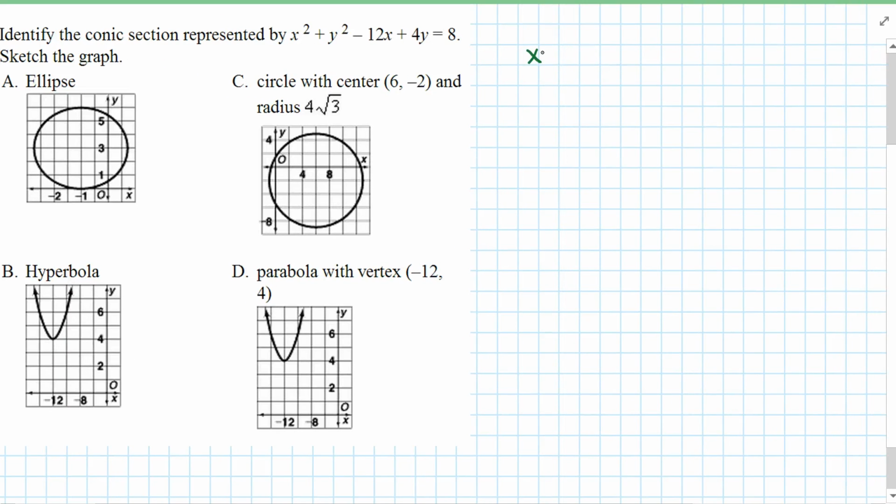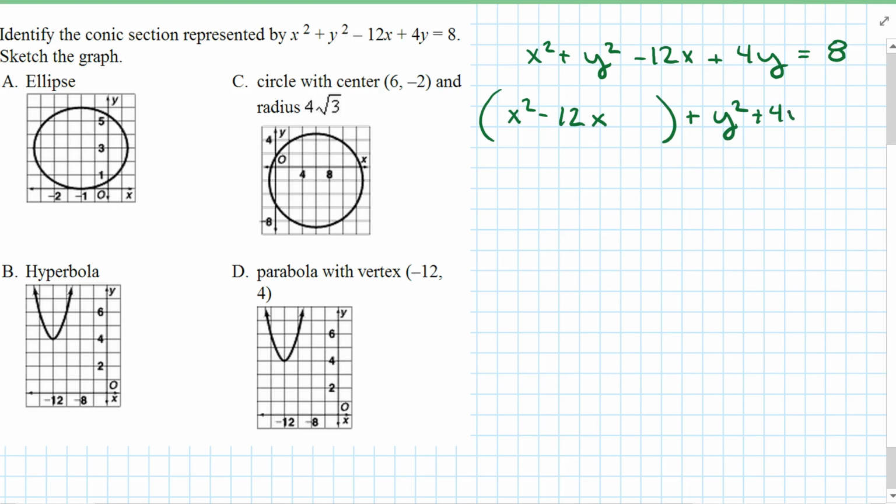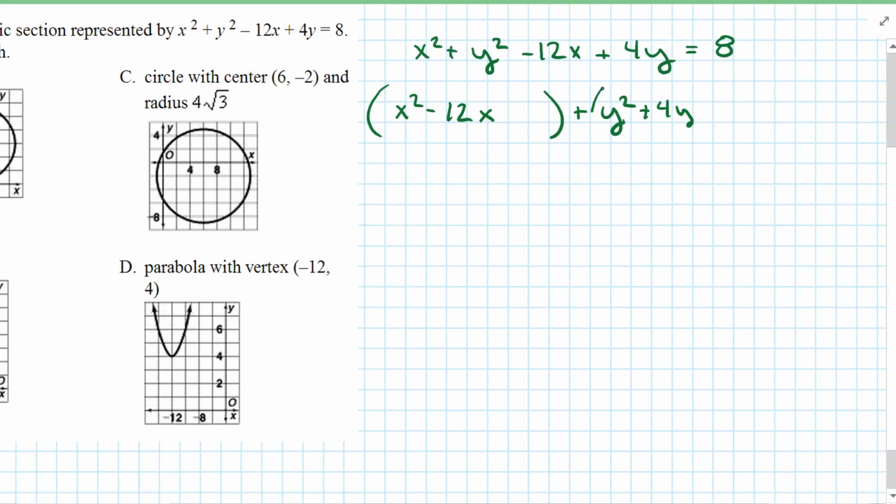So I have x squared plus y squared minus 12x plus 4y equals 8. So group the x's and group the y's. So I got x squared minus 12x, going to leave a little space, plus y squared plus 4y, going to leave a little space, equals 8. Okay, this one's pretty straightforward. My b value for x is negative 6. Negative 6 squared is 36. So I add 36 to the left, add 36 to the right.